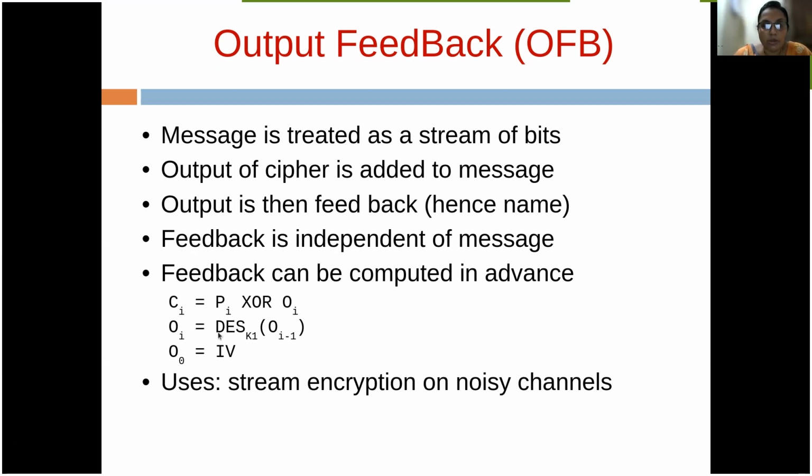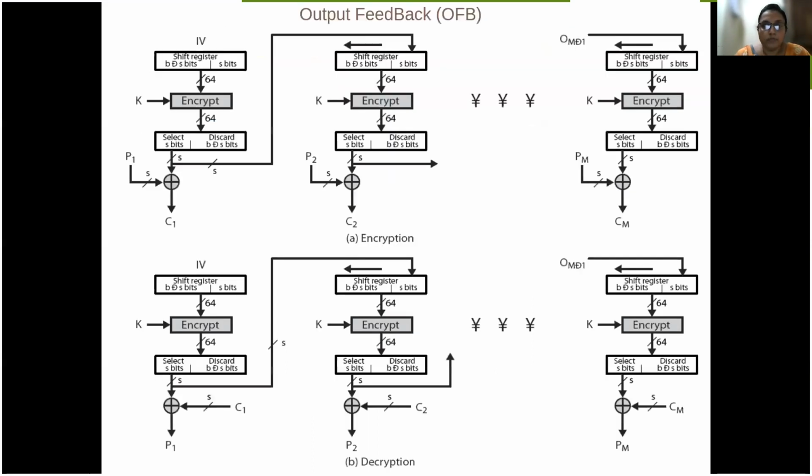So if we have the IV value correct, then even if there is an error in one block of the plain text, it will not be propagated throughout the message. And this is normally used in noisy channels. Why? If there is an error in the message that is being transmitted, the original plain text, that means there was some sort of noise induced. So if the channel is noisy, it is better to use OFB.